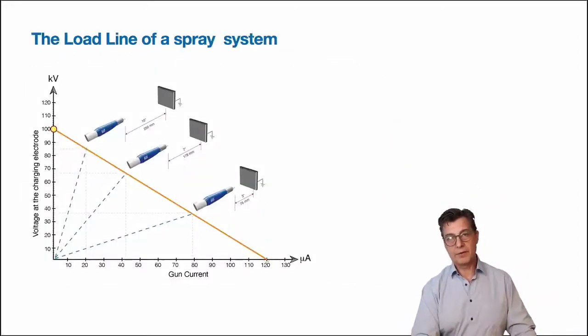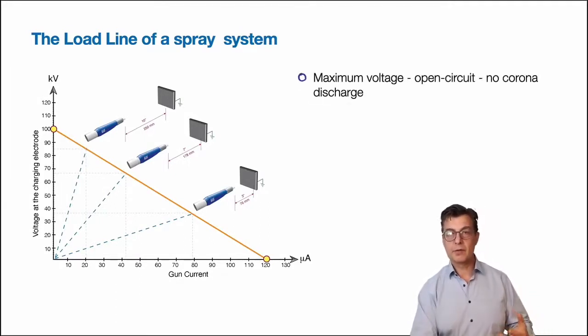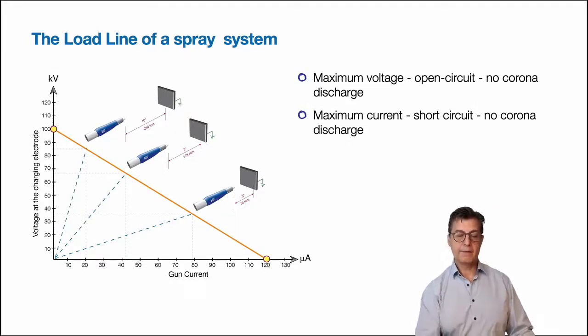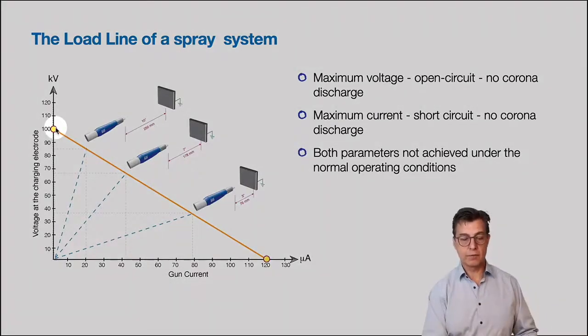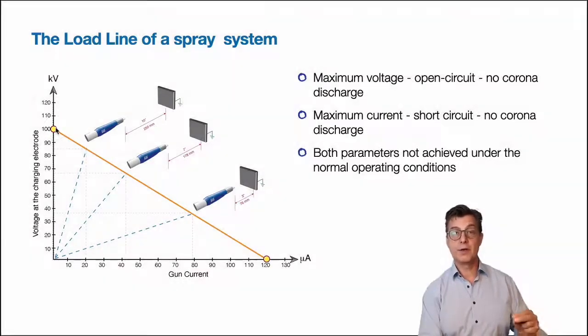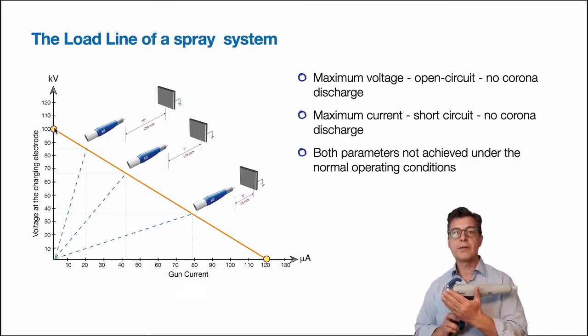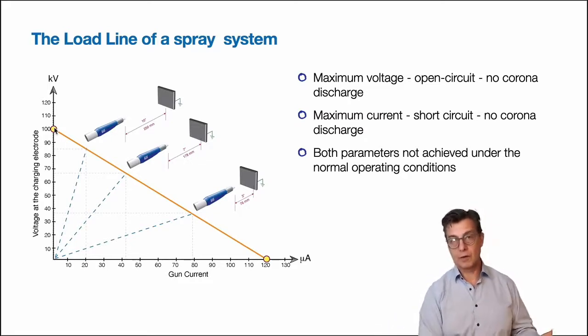What about the maximum values that manufacturers declare for the equipment, the maximum voltage and maximum current? Well, the maximum voltage is right here, 100 kV. It's only possible in the open circuit condition when we have no corona discharge and we have no current. Imagine a gun suspended in the middle of a large room with no ground inside, including no ground at the back of the multiplier. Hardly a condition one would experience in real-life application.